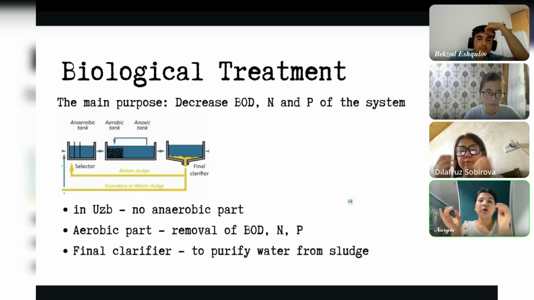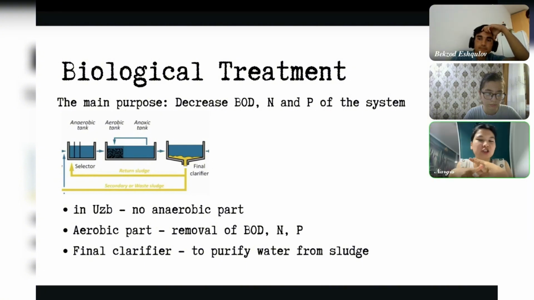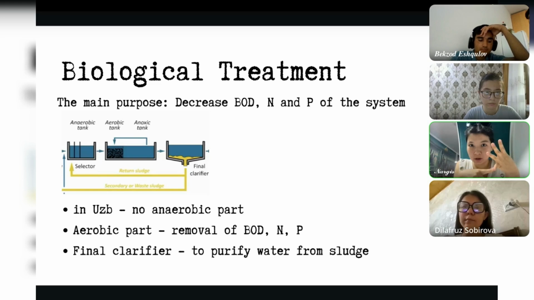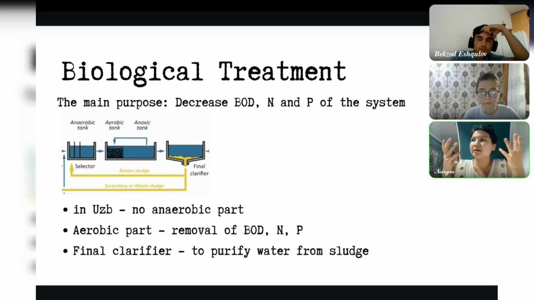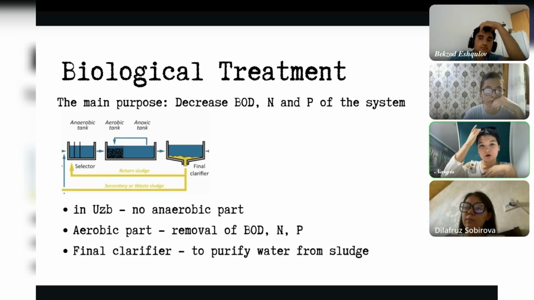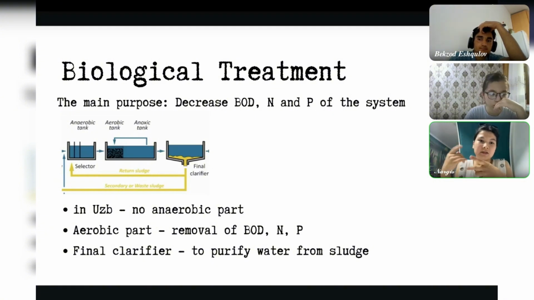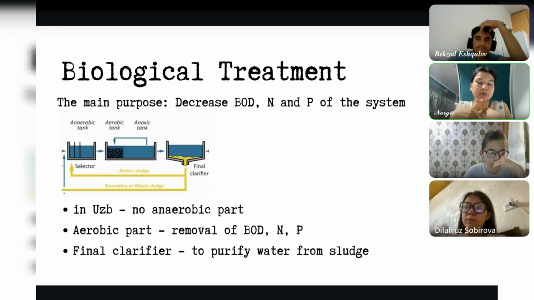Okay, so the biological treatment starts right after the primary treatment. When our water is free from sand, stone, any big chunks of trash, and most of the BOD, big chunks of human waste, then the relatively purified water will go to the biological treatment. The main purpose of biological treatment is basically to decrease BOD and COD. I didn't write it here, but also to decrease nitrogen and phosphorus in the system. So it is pretty much the main purpose of biological treatment.